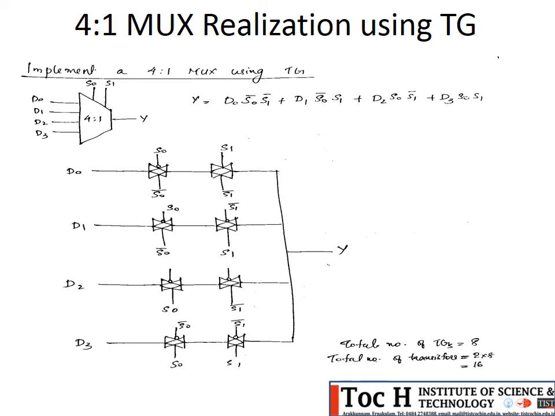So the total number of transmission gates that we have used in this realization is 8. For each transmission gate, the number of transistors is 2. So 2 into 8, the total number of transistors used for this circuit realization is 16 transistors.